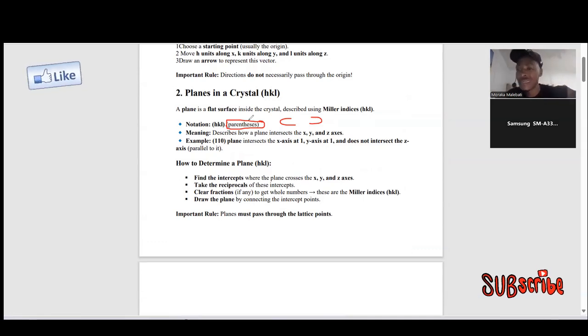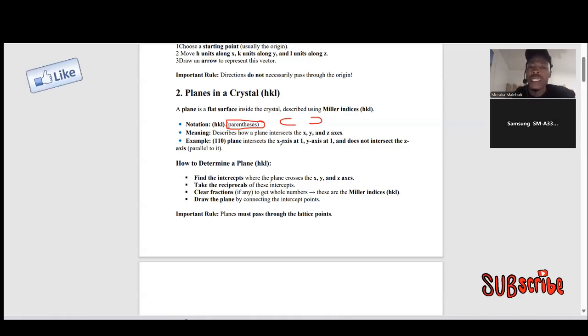But now the planes, they basically tell us about, let me, sorry about that, let me lower this one. Okay, sorry about that.